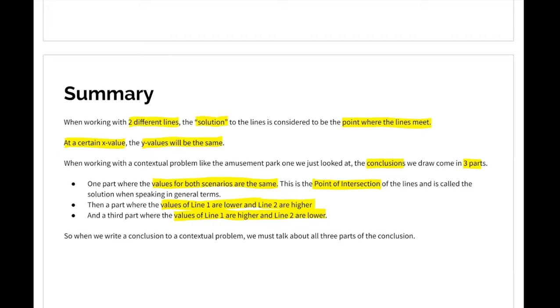So if we have to write a conclusion to a contextual problem, we have to reference all three parts. If you're asked a question about when is one more expensive, you want to refer to all three parts: when they're the same, when it's more expensive, and when it's cheaper. So keep that in mind when trying to answer some of these questions.